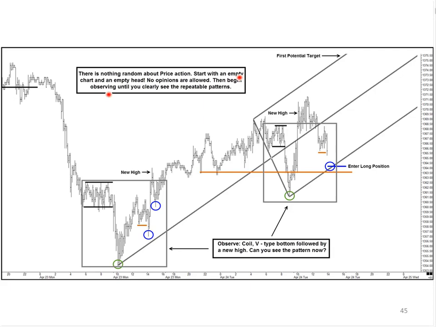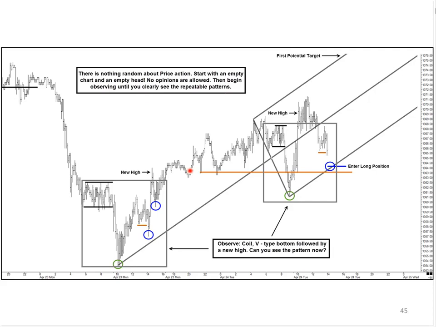Start with an empty chart and an empty head. Don't come to the chart and try and draw what you want, because you'll find an entry, you just won't like what you find. No opinions are ever allowed. Okay, go blank, start over again, both your chart and your head. Then begin observing until you clearly see repeatable patterns.